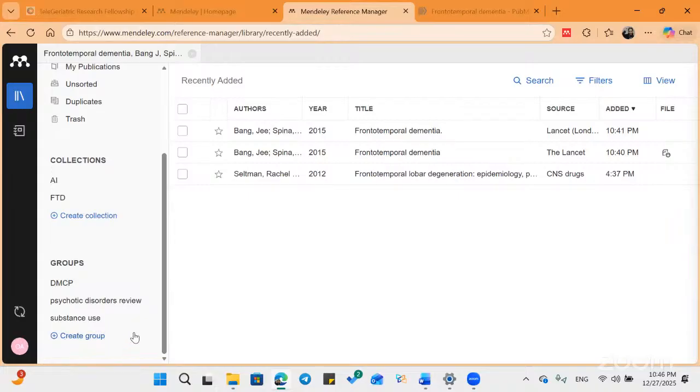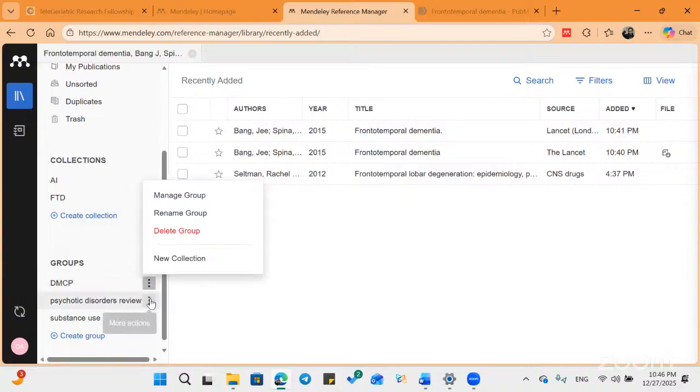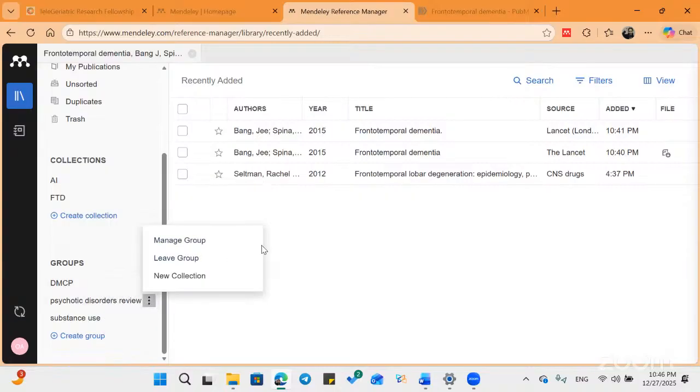And to create a group, it's quite simple. You would create a group and add the references to it, as we have seen, just by selecting them. And then you would add the members you want by emails. The groups you have created, you can delete or rename and manage, but those you were added to, you can only manage or leave if you finish your work or so.